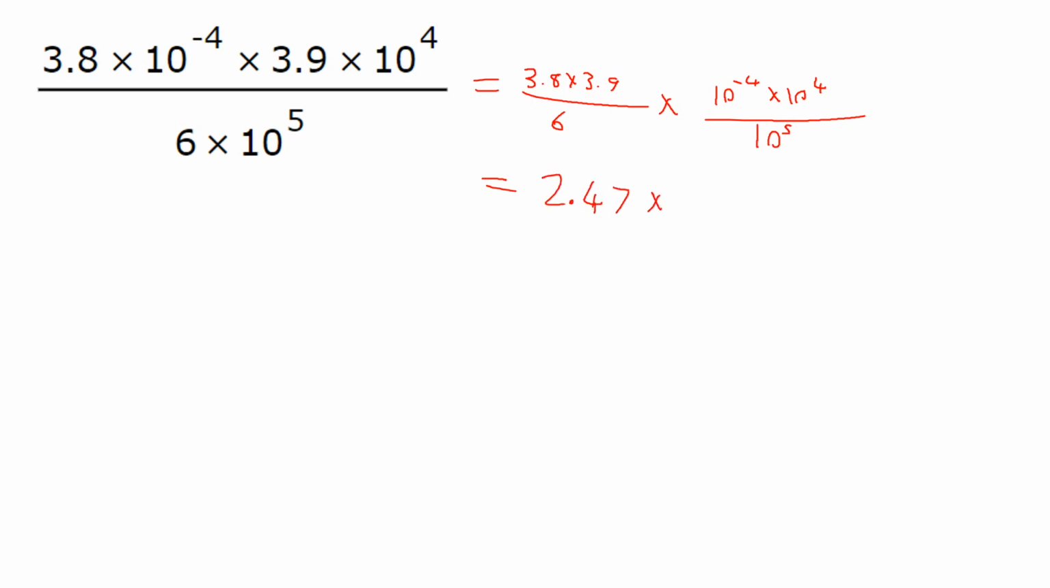And then what do we have here? We got 10 to the power of, and I'll write this part in a bit of detail. So we got minus 4 plus 4 minus 5, don't we? And so we're left with 2.47 times 10 to the minus 5.